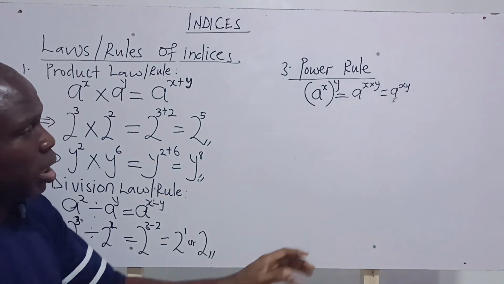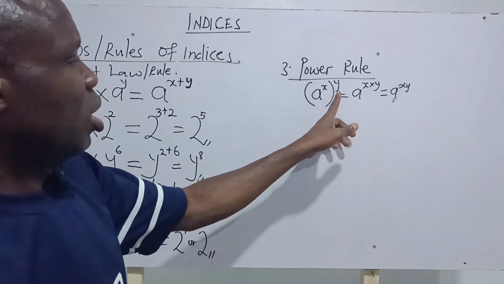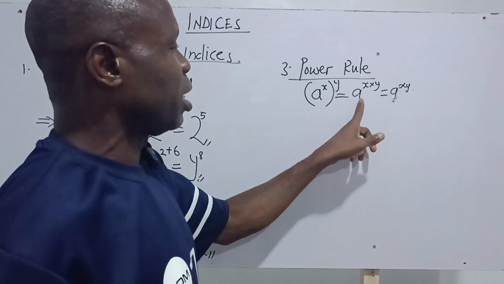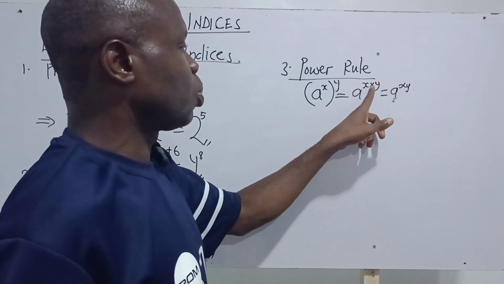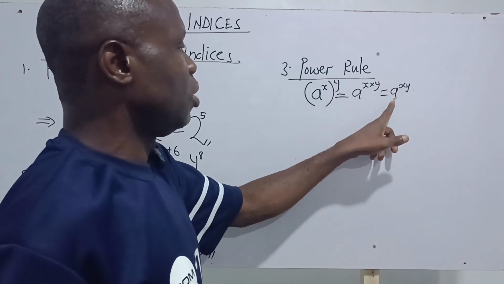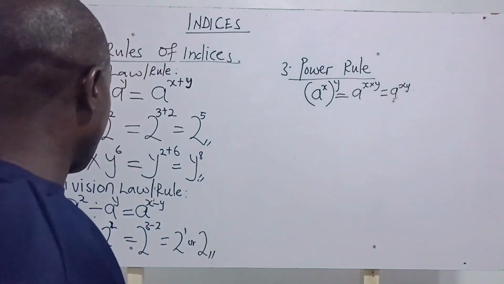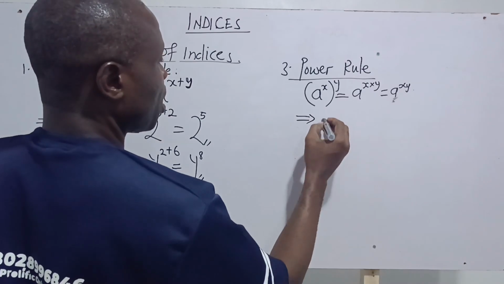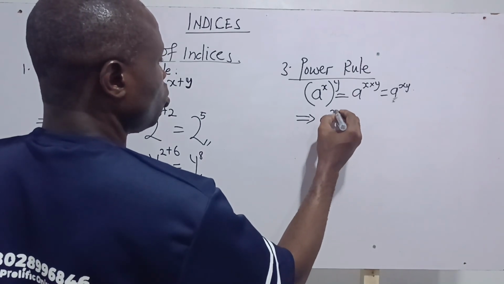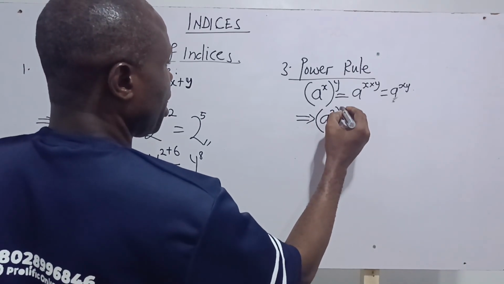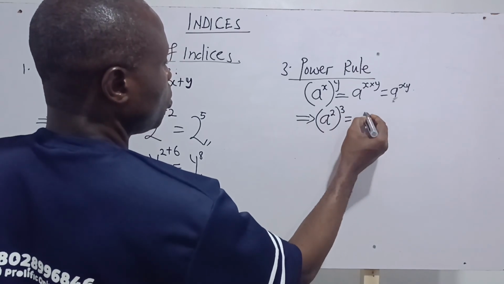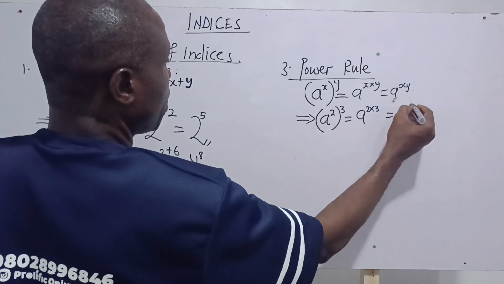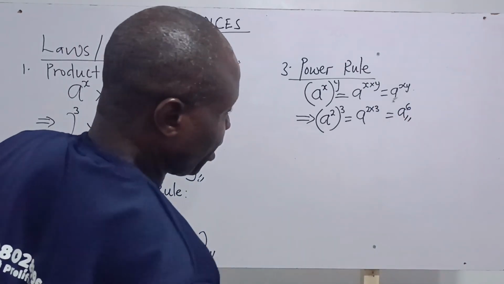So the power rule says a raised to power x, open bracket and close the bracket, raised to power y, can be interpreted as a raised to power x multiplied by y, which will give us a raised to power xy. By application, a raised to power 2, raised to power 3 is equal to a raised to power 2 multiplied by 3, which will give us a raised to power 6. So we've arrived at that.